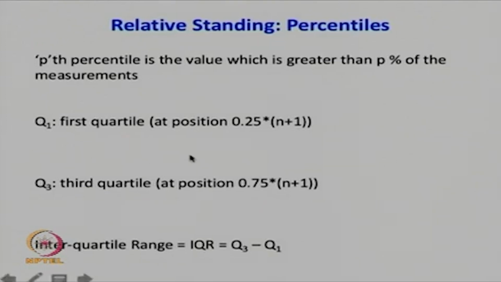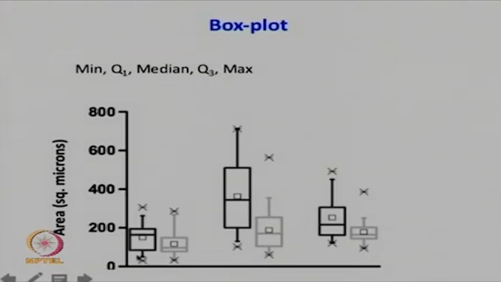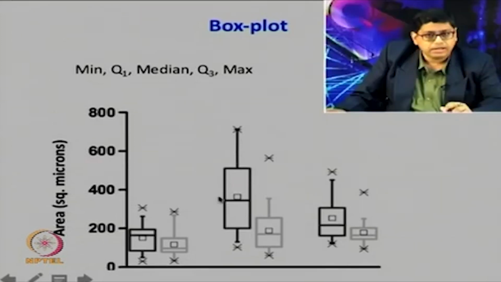The second quartile is at position 0.5 times (n plus 1), which is nothing but the median. So this represents the point where 25% of the data lies below, that is the first quartile, and 75% of the data lies below, that is the third quartile. The interquartile range is defined as Q3 minus Q1. Using these values, one can plot what is called a box plot.